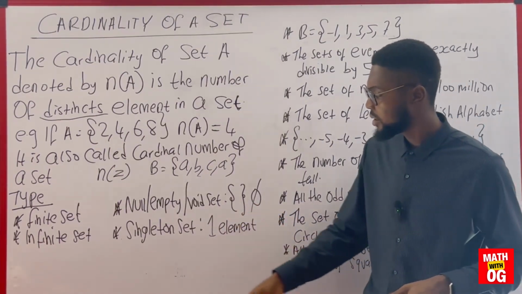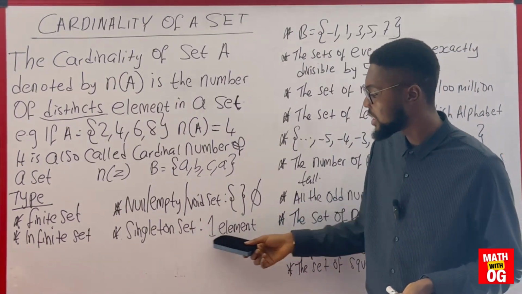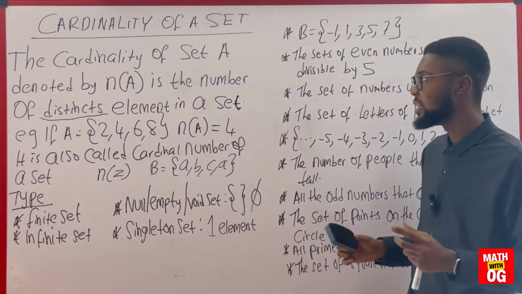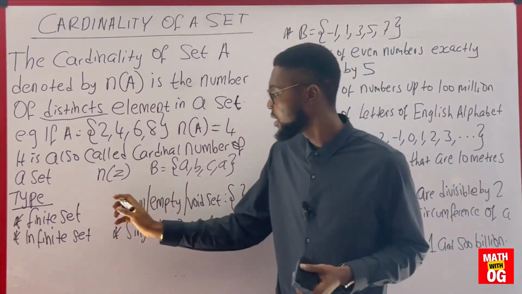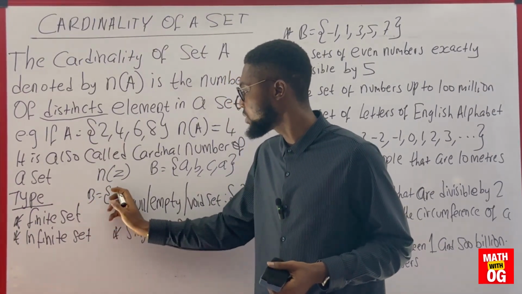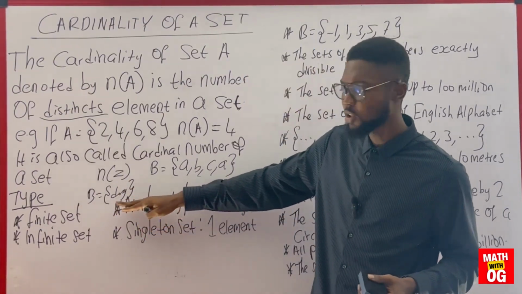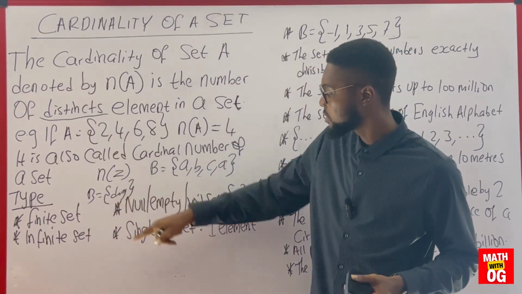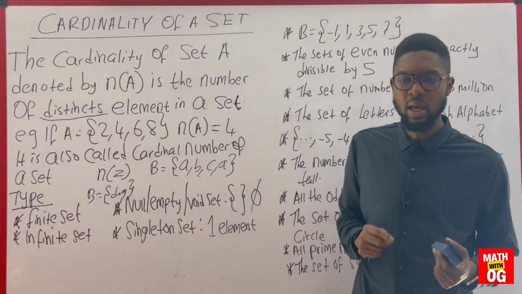Now we have the other one, the singleton set. It simply means a set having just one element. So if I have a set, let's say B, equal to a set containing just dog. I know the writing is small, but this is dog. This kind of set is called a singleton set because it has only one element.